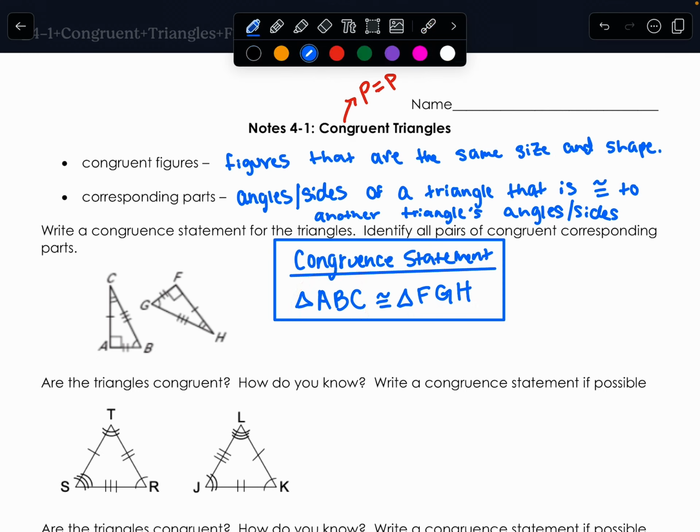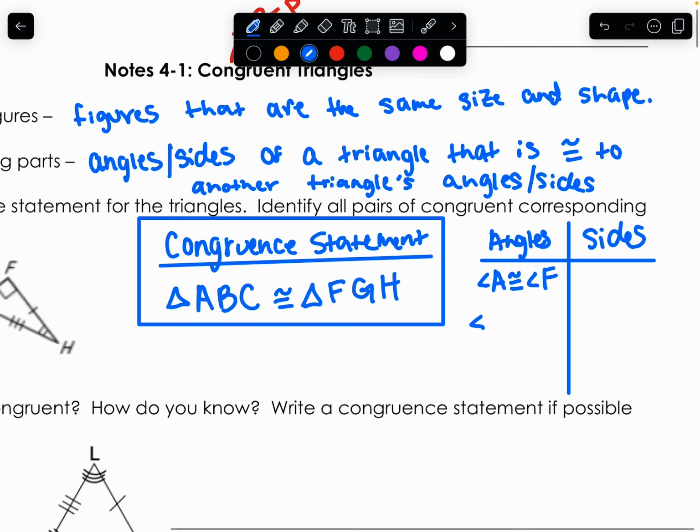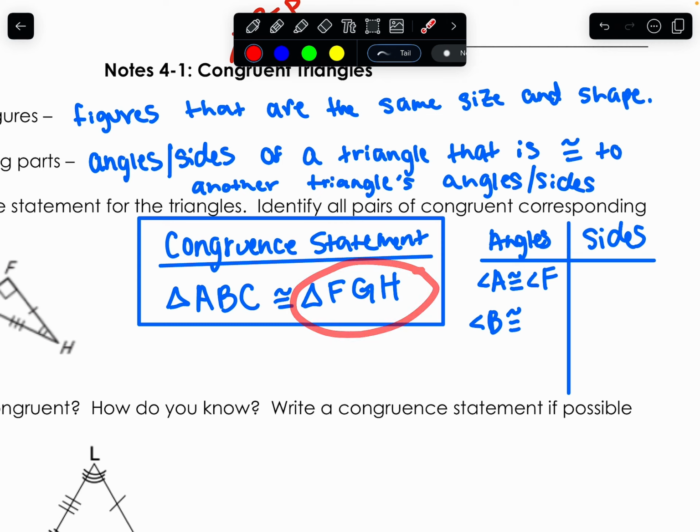So let's identify all the corresponding parts. I'll just make a table, and all I'm doing is just matching up everything. So let's start with angles first, and then we'll do sides. So all we do is the same thing. We're going to say angle A is congruent to, and you just match the corresponding part. And we knew that A matches up with F because they're both 90 degrees. And I'll go alphabetically again. Angle B is congruent to, and since we already wrote up the statement, I can just copy from there. And then angle C is congruent to angle H.